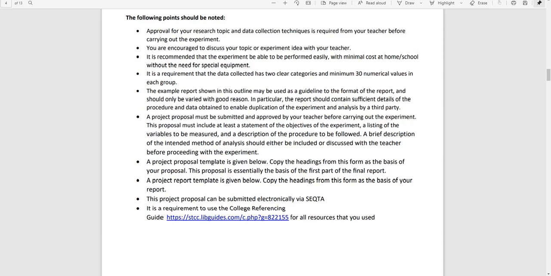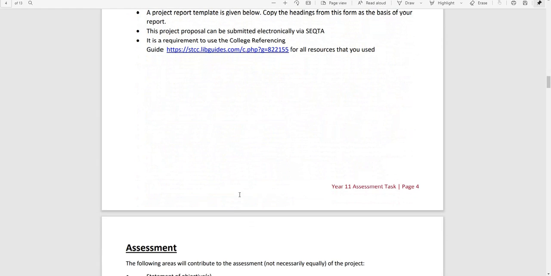There's a template down below for the project proposal. Just copy the headings from the form and just fill it in. There's a template for the report as well. You will submit this on Sector. Please submit it as a PDF. And yeah, there's a guide.